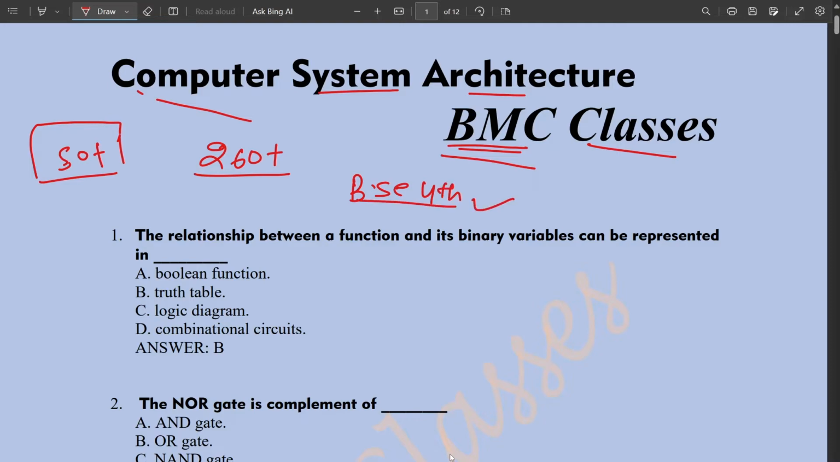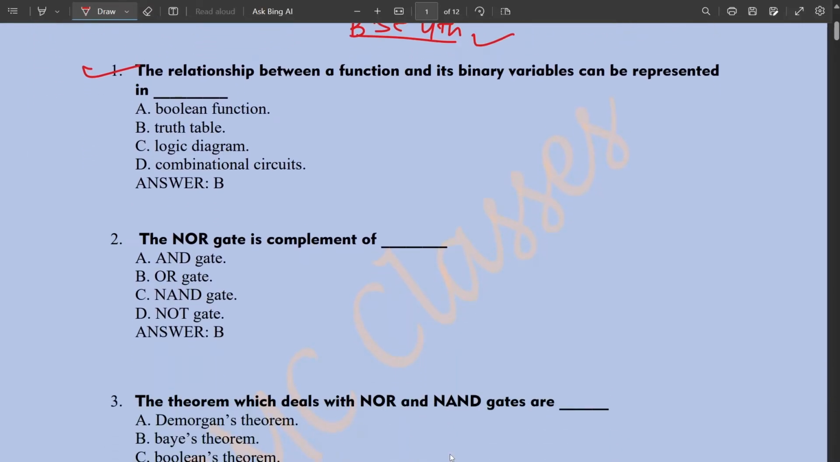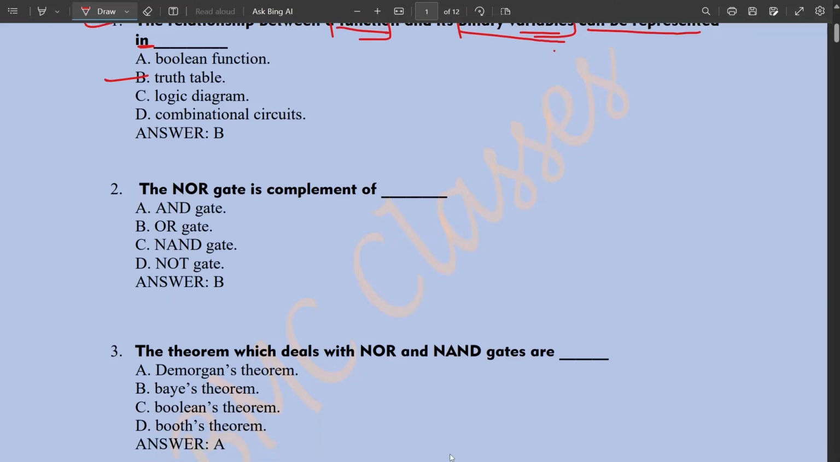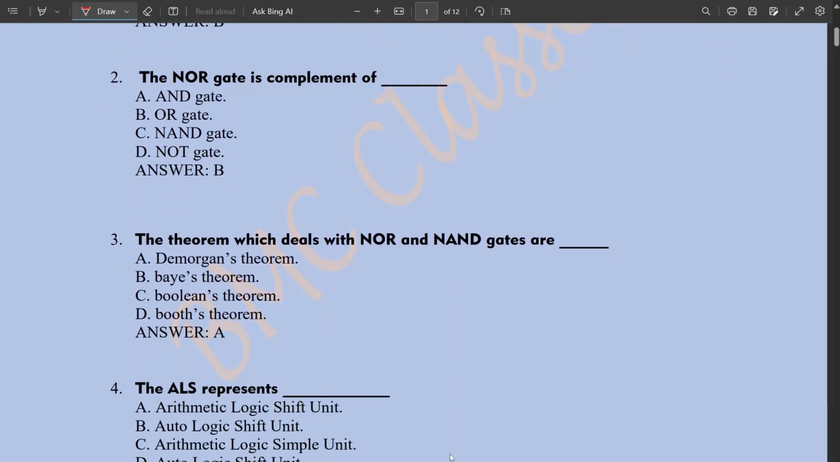So let's start. Our first question is the relationship between a function and its binary variable. What will the answer be? Variables can be represented in a truth table. Next, the NOR gate is the complement of the OR gate.